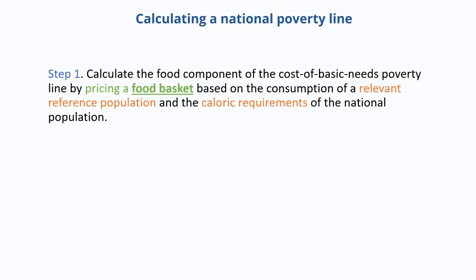Step 1 is to calculate the food component of the cost of basic needs poverty line by pricing a food basket based on the consumption of the relevant reference population and the caloric requirements of the national population. So what's important here is we first focus on food, pricing a food basket, and this is because we are able to compare the value of that food basket across different parts of the country, whereas it's much more difficult to do that with a non-food basket.